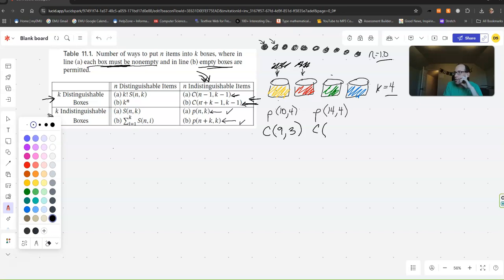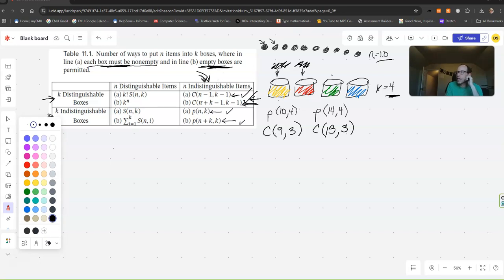10 plus 4 minus 1 would give us 13, and k minus 1 would be 4 minus 1. So the answer would be 13 choose 3, or 13 combination 3, ways to put 10 identical balls into 4 boxes that are different, 4 differently colored boxes, if we're okay with there being empty boxes in there. So that takes care of this side.